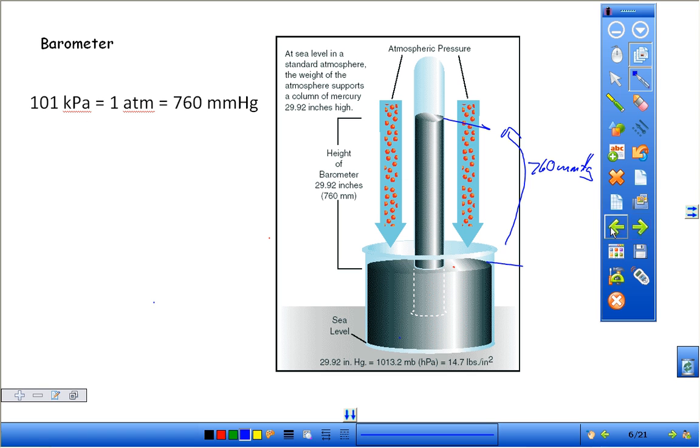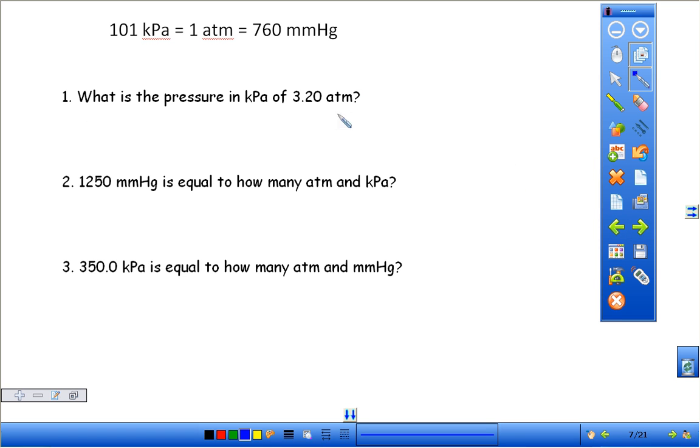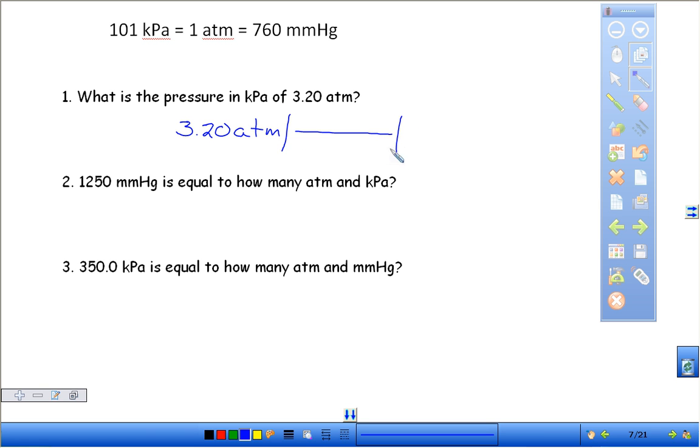We're about to do some problems of converting between each of these. So I put the conversions up top here, and it says, what is the pressure in kilopascals of 3 atmospheres? So what we can do is set this up like we've done in the past. You start out with your 3 atmospheres, and then set up, like I always say, the goalposts. And let's get rid of atmospheres because they're going to divide out. And let's put our kilopascals on top.